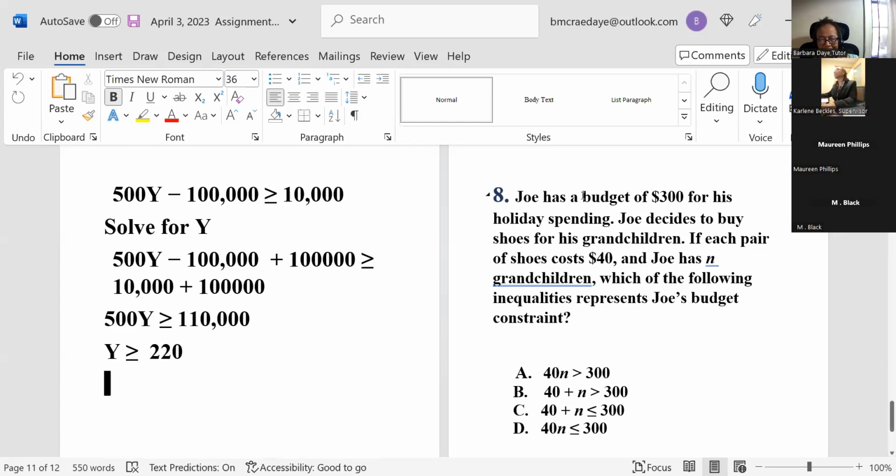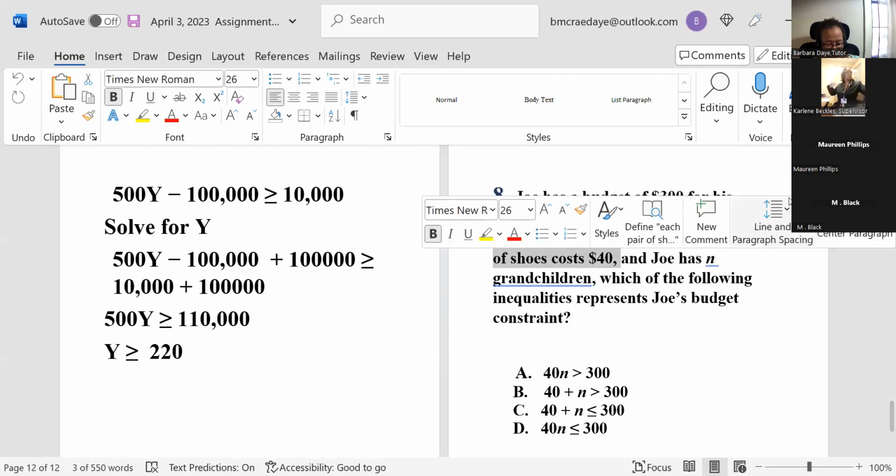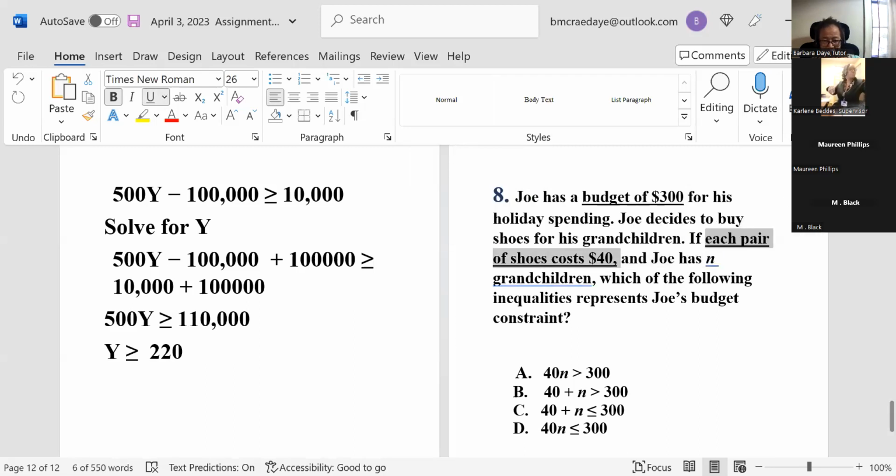Okay, so his budget is $300, right? The shoes, each pair costs $40. But we don't know how many grandchildren he has. That's all you need. I got them all underlined. Budget, shoes cost $40.